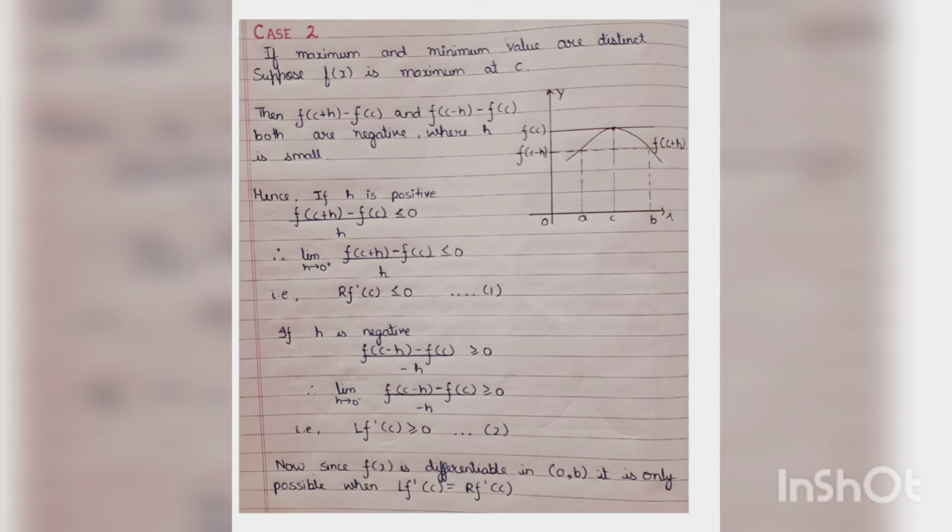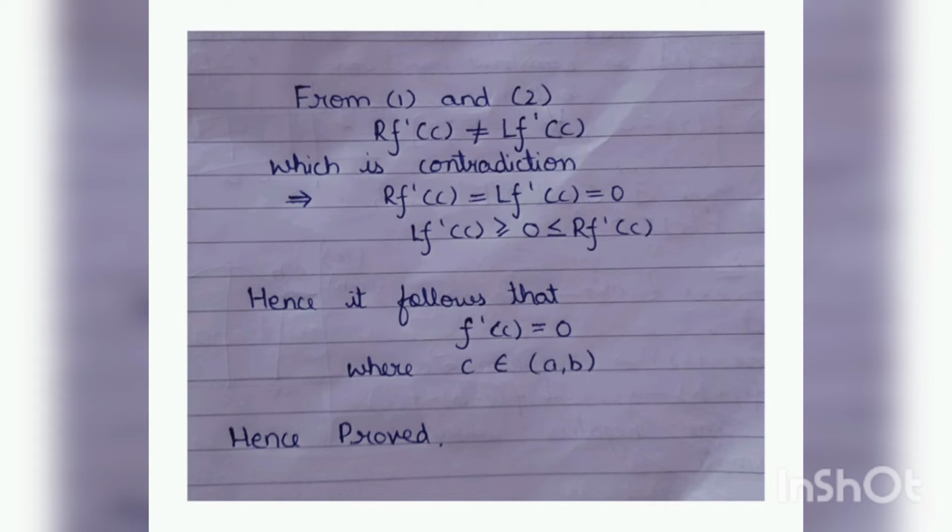Now, since f(x) is differentiable in (a, b), it is only possible when the left hand derivative is equal to the right hand derivative. From 1 and 2, the right hand derivative is not equal to the left hand derivative, which is a contradiction. So the right hand derivative is equal to the left hand derivative only when it is 0. Hence, it follows that the derivative of the function f'(c) is equal to 0, where c belongs to (a, b). Hence, Rolle's theorem is proved.